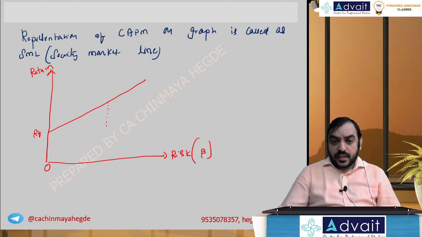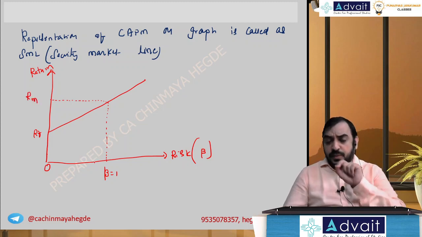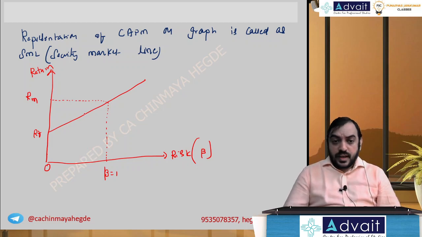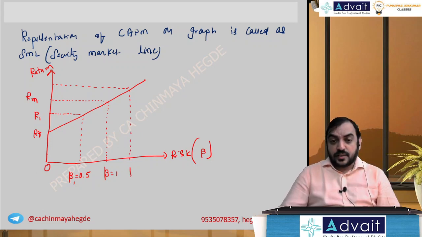And I'll select, let's say, a market risk, meaning beta equals 1, and here this is the market return, that is RM. Market risk means beta equal to 1, market return RM. And if I select something here, that is beta equals, let's say, 0.5, meaning less risky than the market, and the return of that security, let's say R1. Similarly, if I take something here, beta more than 1, more risky than the market, let's say beta equals 1.5, let's say this is R2.